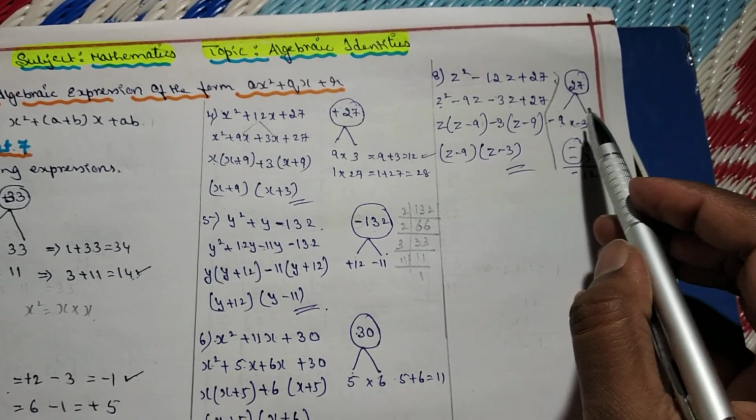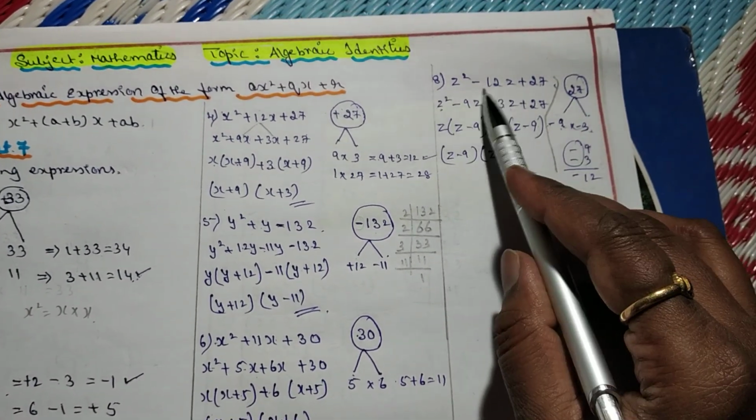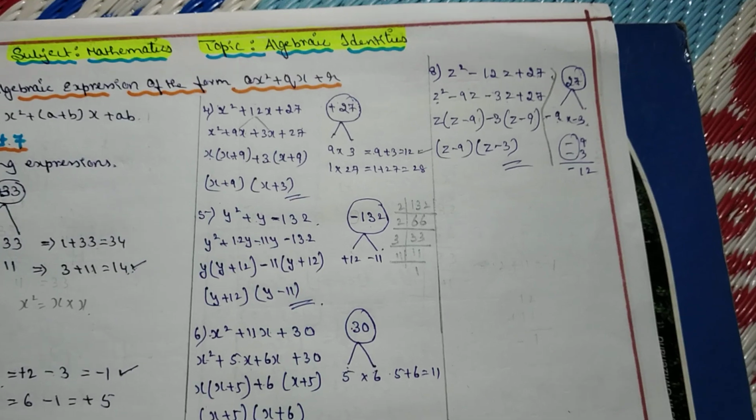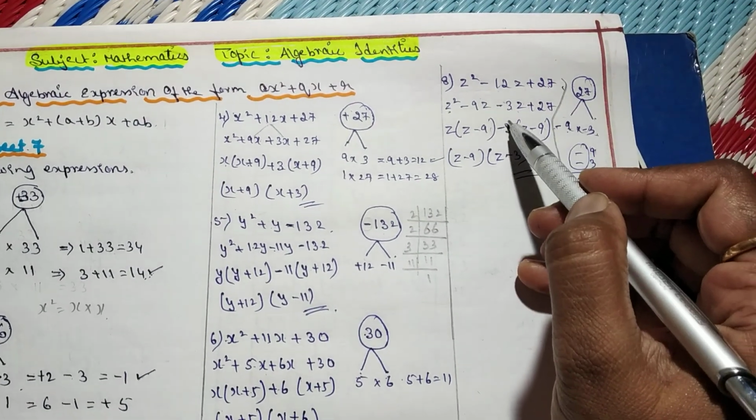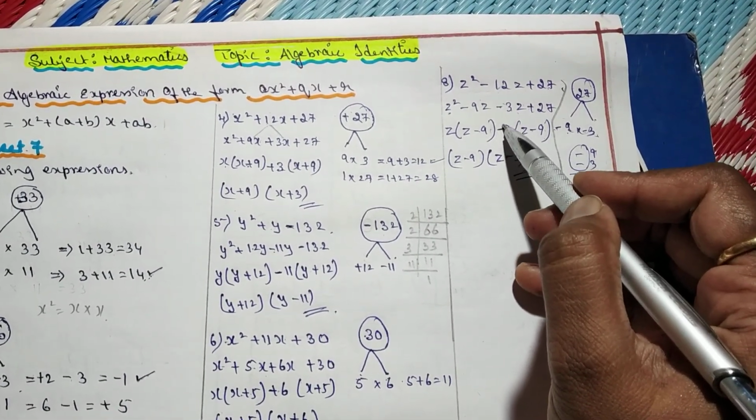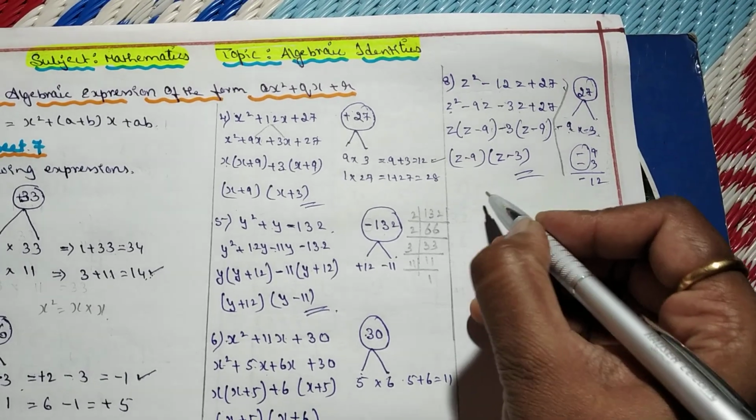The only thing you need to be careful about here is the splitting of the middle term, children. And the next point is that maximum children will not write the sign here. That is also a very important point, children.